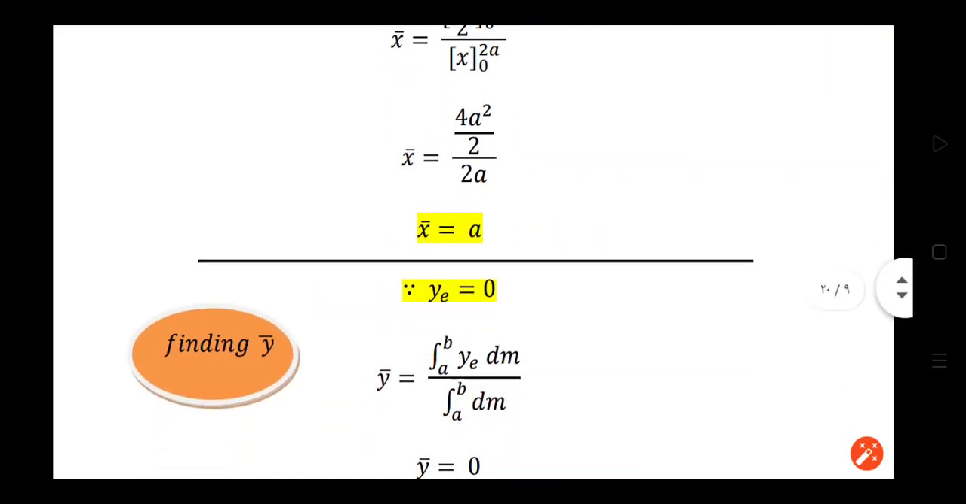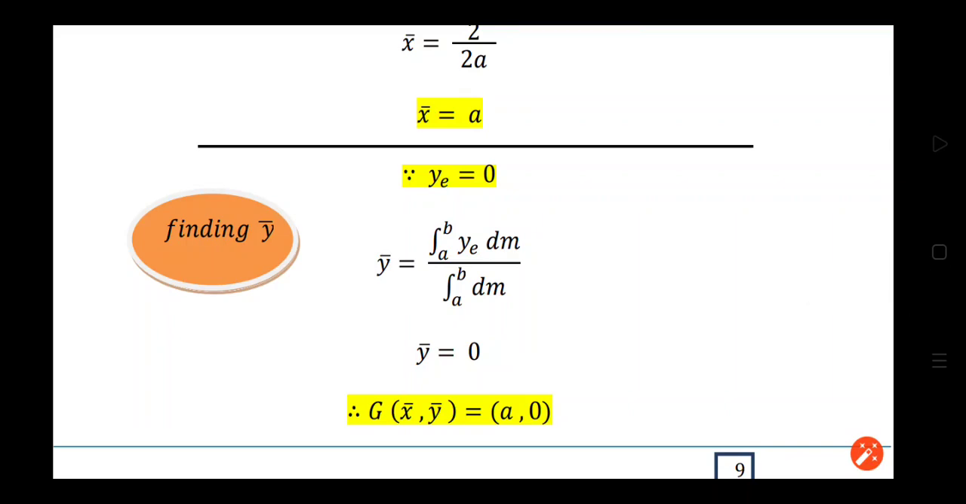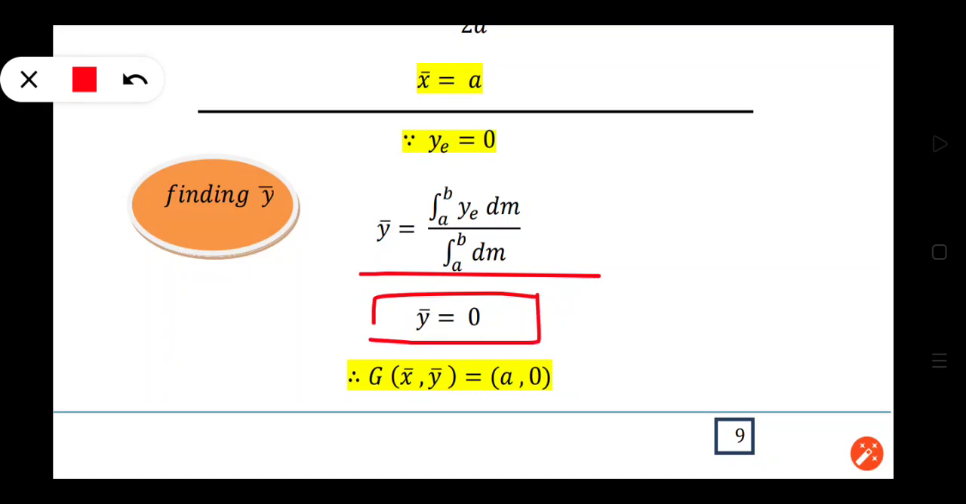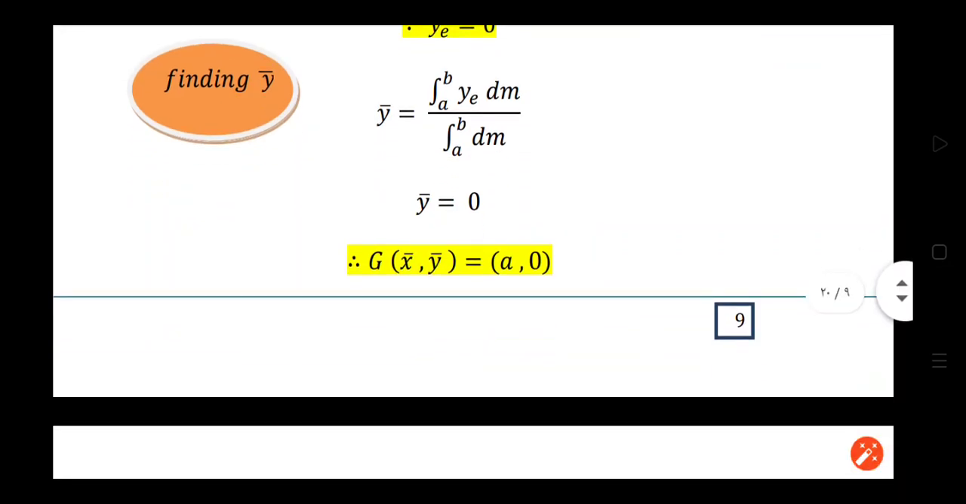Secondly, to find y bar, where ye equals 0 in the example of the rod, y bar equals integration of ye dm over integration of dm, so y bar will equal 0. Then the center of gravity equals a and 0 for a thin rod of length 2a. We can note that the center of gravity for a uniform thin rod is the point in the middle of the rod.